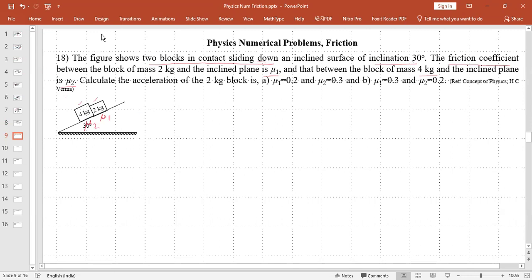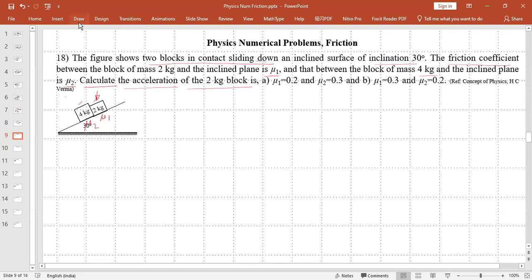The question is, calculate the acceleration of the 2 kg block. That means they have not asked anything about the 4 kg block. What is its acceleration?